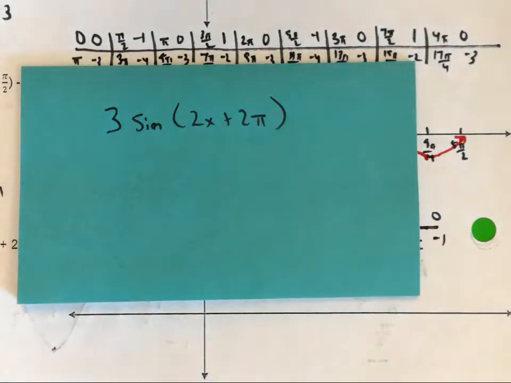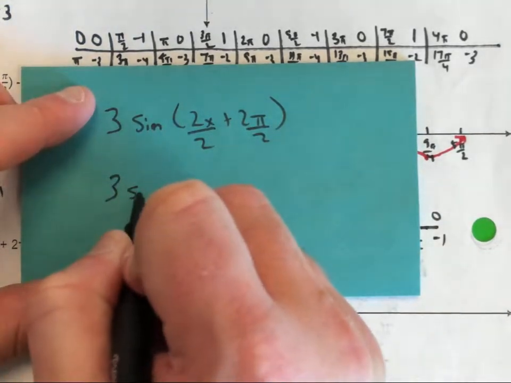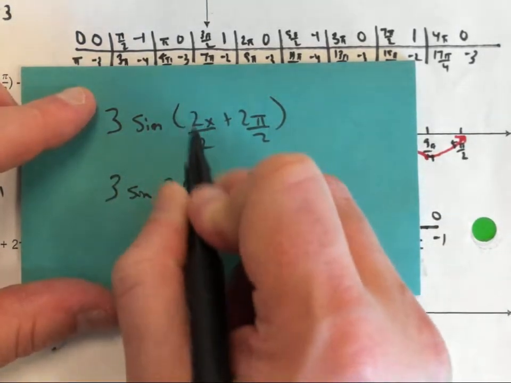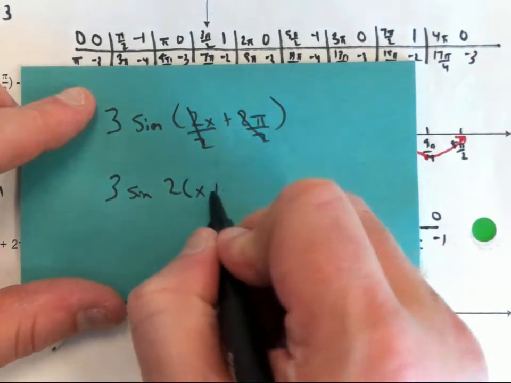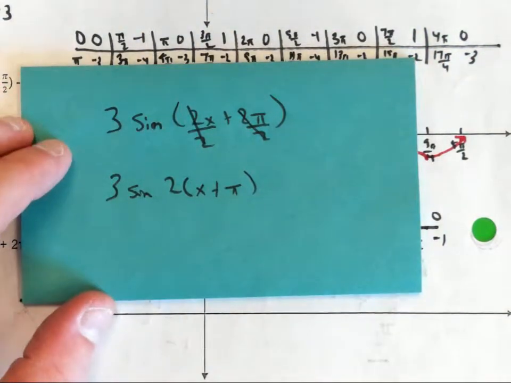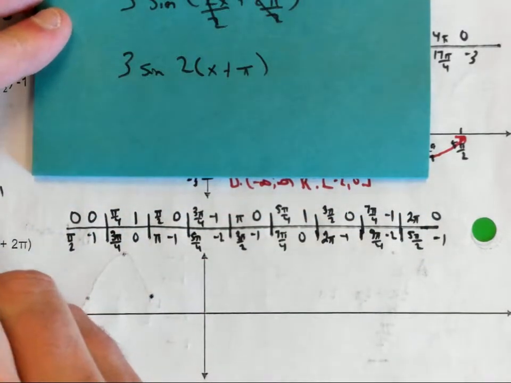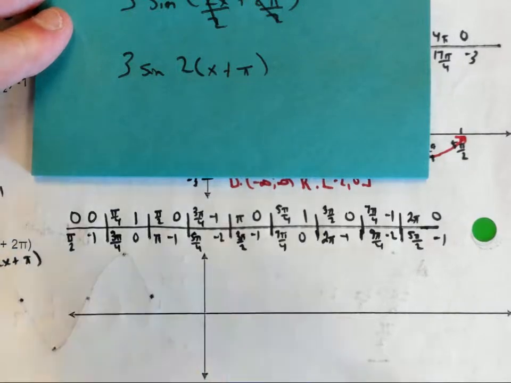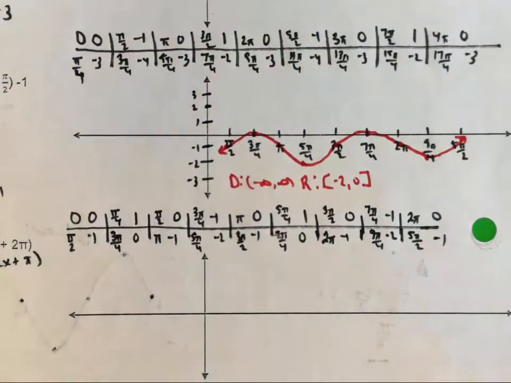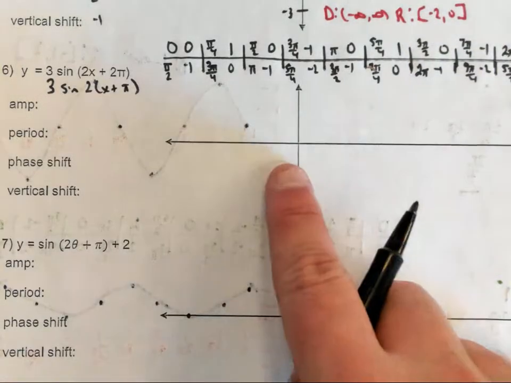Okay? So if I got 3 sine 2, what happens to those 2's right here? I'm left with x, and what happens to these 2? Do you see how I did that GCF right there? So we're really working with 3 sine 2x plus pi. Does that make sense? Okay, we're going to come back and do this problem in just a second.